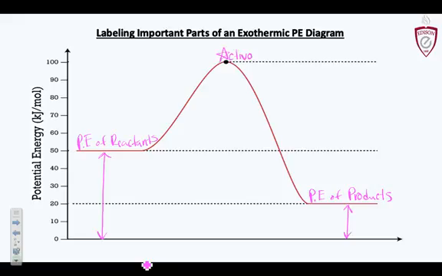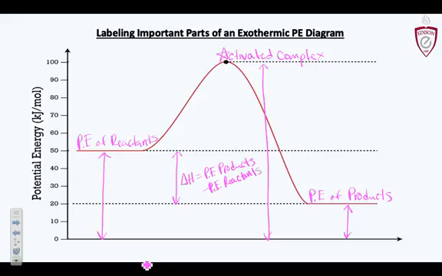Okay, the activated complex is a noun. It's that single point at the very top of the hill. It does have a potential energy. That's the potential energy of the activated complex itself. The most important piece on all these diagrams is the delta H. That is the difference between the products and the reactants. So it's always in between these two dotted lines.